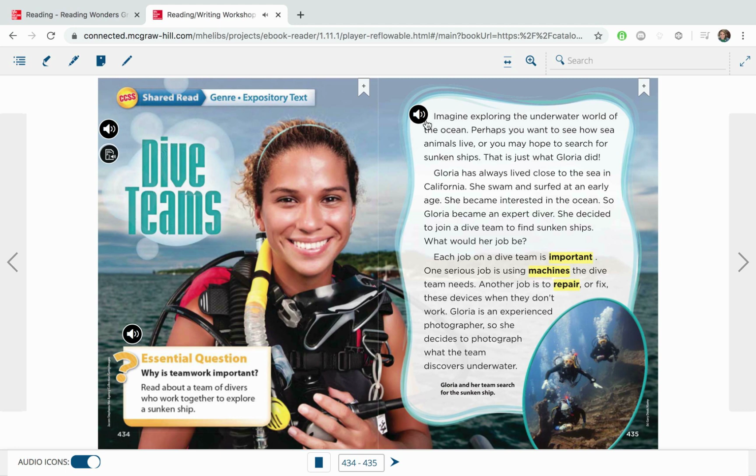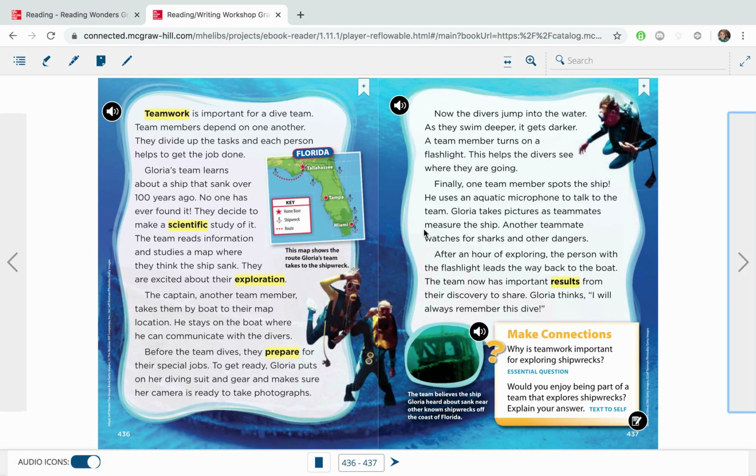Very cool. Well, you can see that there's photographs, there's Gloria, there's her team. I know that makes this an expository text, but also the caption that tells about the picture. That'd be a really cool job.